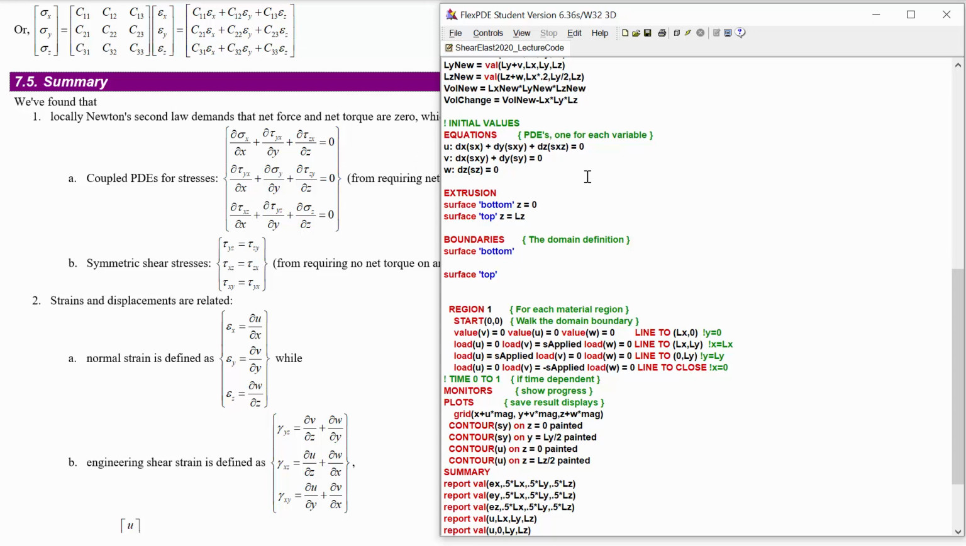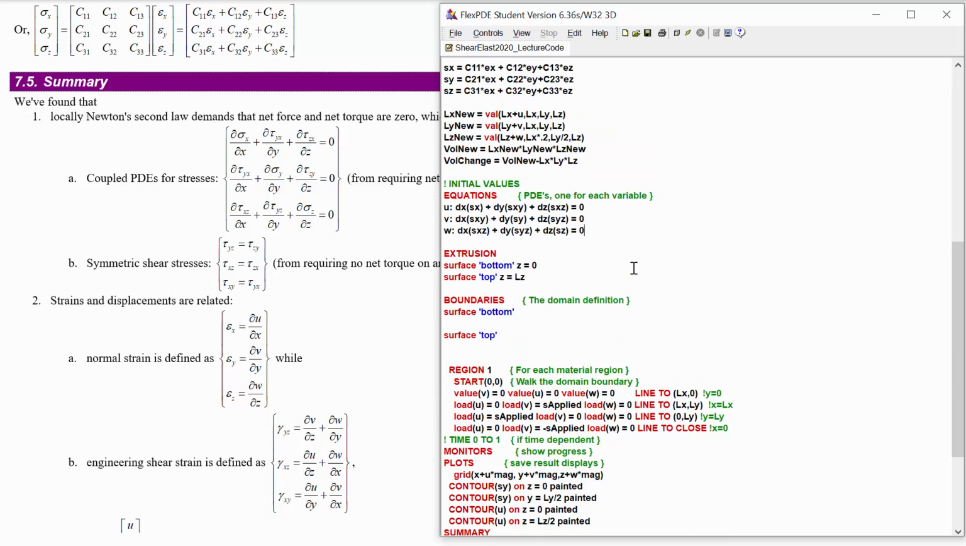I guess that's okay. Plus the slope in z of Syz. Right. Now for w, we'll have dx of Sxz plus dy of Syz plus dz of Sz. So that's one thing that we're going to have. And that's all good. That's going to deal with the right stress now.